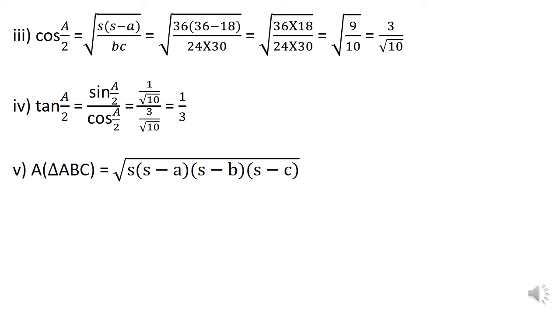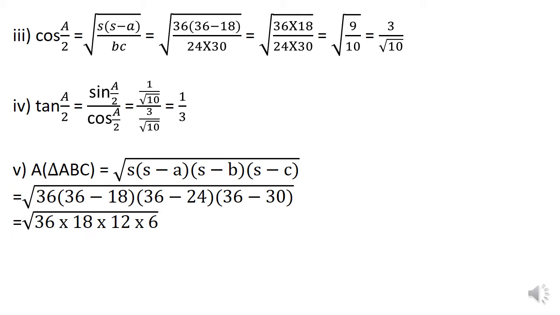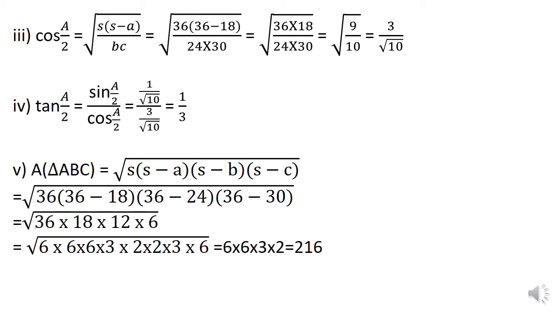Now what about the area of triangle ABC? We can find this out by using Heron's formula. Thus, we get the answer as 216. You can see how the roots have been written and substituted, etc. Just for your understanding, I have written this over here.